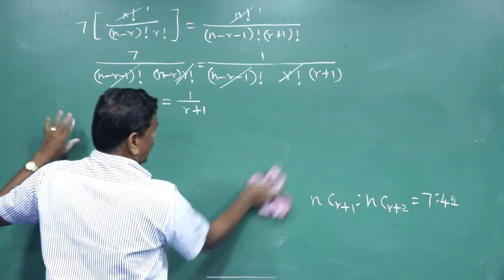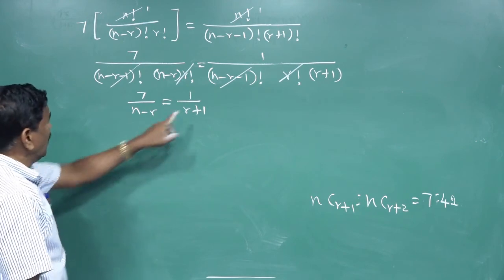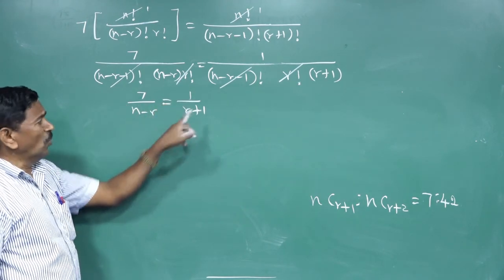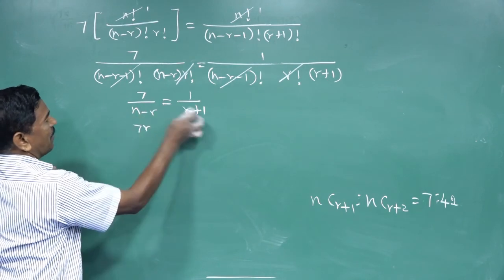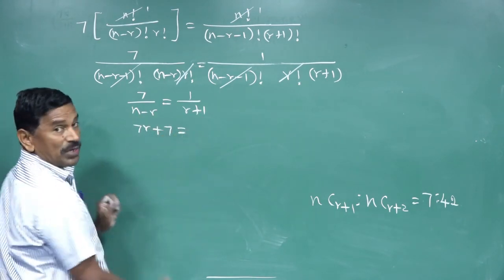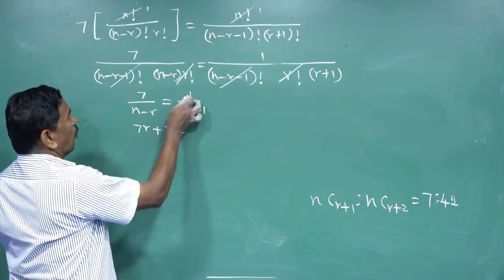Okay? Yes, ready. Now, listen. Now we cross multiply, that's all. Cross multiply: 7 into r, 7r; 7 into 1 plus 7, which is equal to, yes, cross multiply. Cross multiply means you get 1 into n minus r.